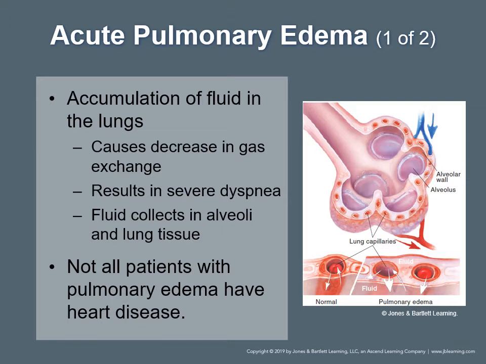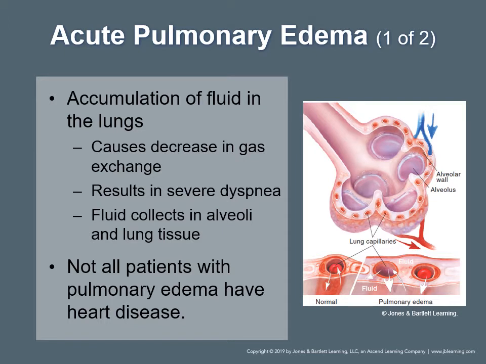Acute pulmonary edema is accumulation of fluid in the lungs, causes a decrease in gas exchange, and results in severe dyspnea. Severe myocardial damage caused by an acute or chronic problem results in reduced contractile force of the myocardium. The left side of the heart cannot remove blood from the lungs as fast as the right side delivers it. In pulmonary edema, fluid collects in the alveoli and lung tissue. The fluid separates the alveoli from the pulmonary capillary vessels. It interferes with the exchange of oxygen and carbon dioxide.